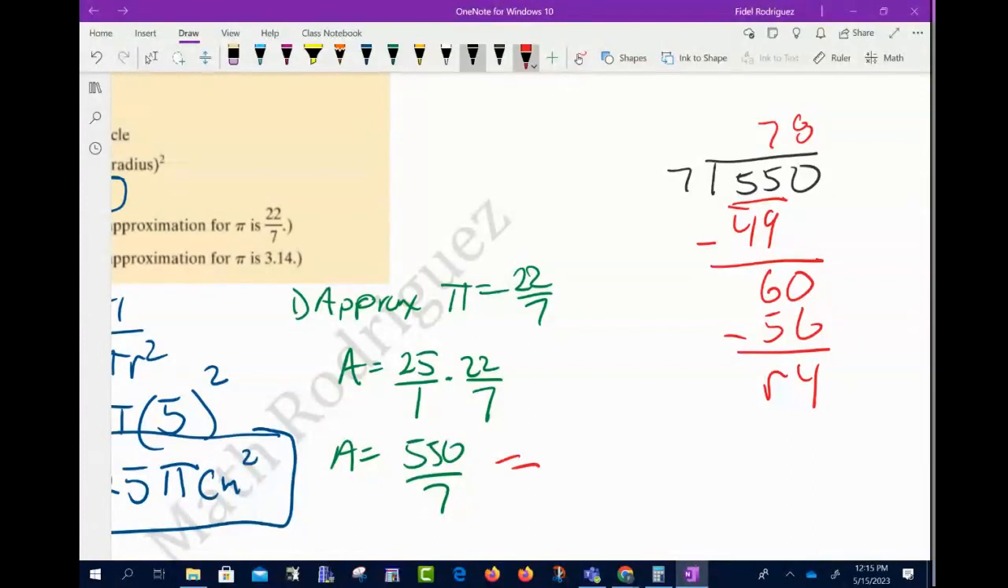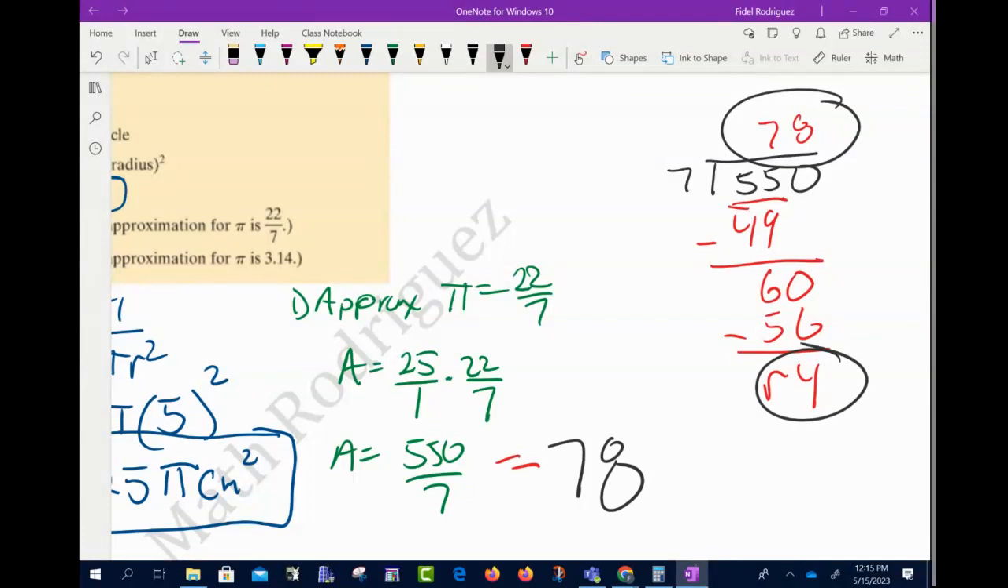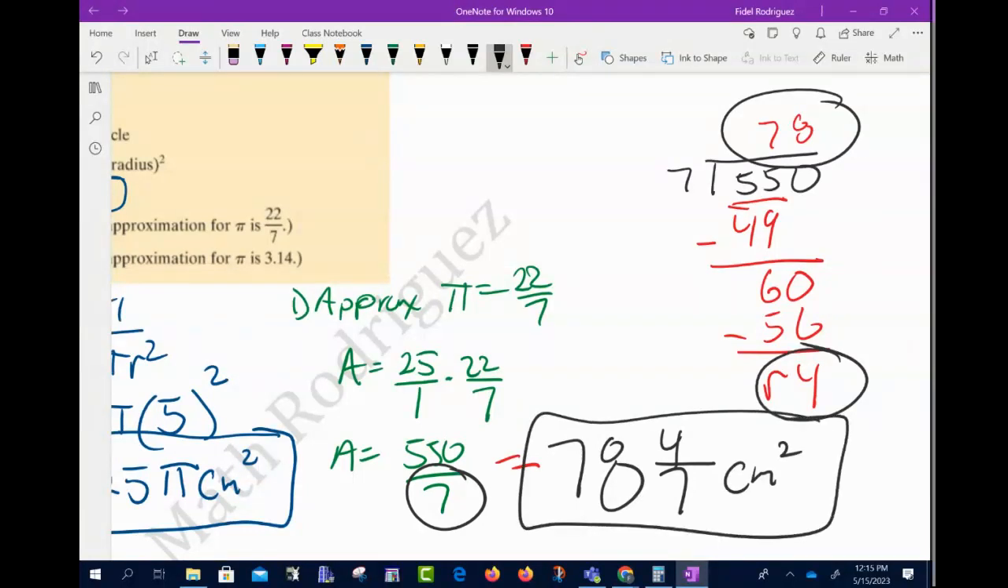Okay, now remember how we write this out? As a mixed number, y'all, this is 78. How much was left over? 4 out of the, okay, this was what? Centimeters squared. This would be the approximation using the 22/7. Did it make sense how we went about doing it? Okay, so let's come back and make sure that we're okay. Y'all agree we already had a 25?